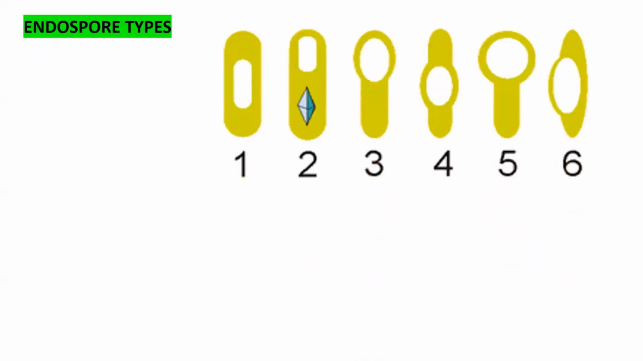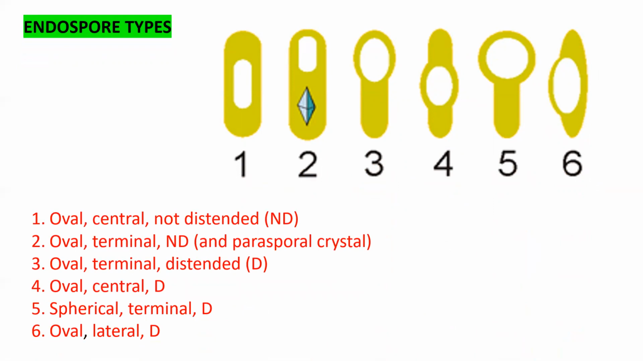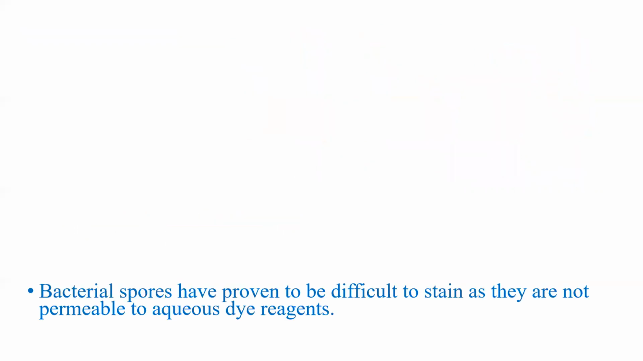There are 6 types of endospores. The first one is oval, centrally placed but not distended. The second one is oval but terminally placed, non-distended type. Third one is oval, terminal and distended. Fourth one is also oval but centrally placed and distended. Fifth one is spherical, terminally placed and distended. And sixth one is oval, lateral but distended.